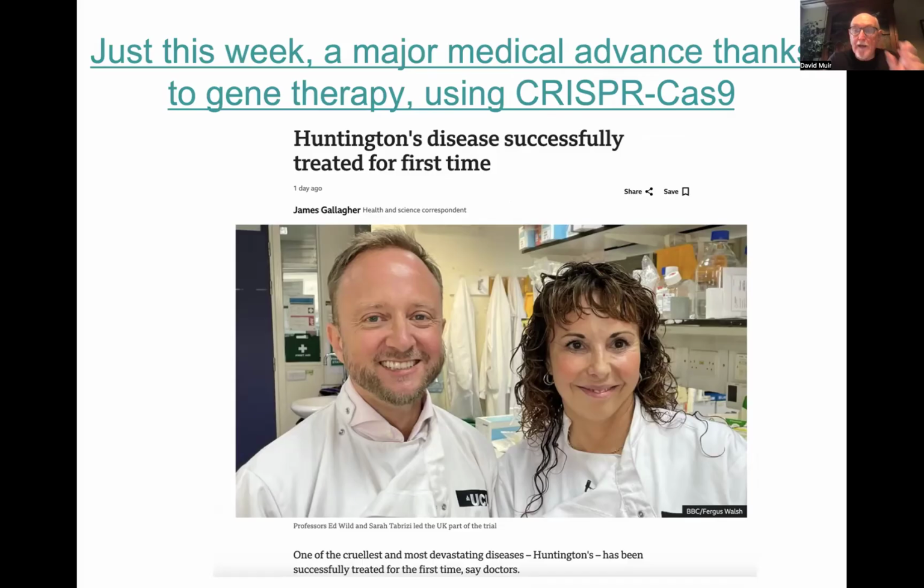And the hope is that if they can identify people very early on as children, for example, when they are carrying the gene for Huntington's disease, they will be able to alter the genes sufficiently that the child will never suffer from the disease. So this is a huge, huge advance.